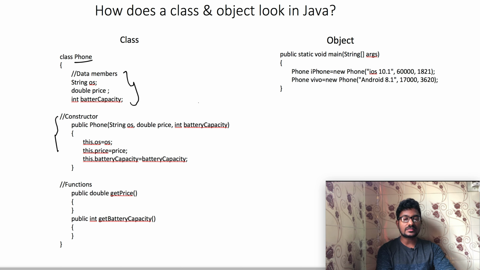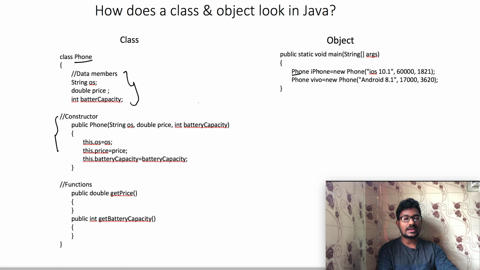Then using functions, we are trying to get the properties of the class. And this is the way by which we can create an object in Java. In a similar way, we can create objects in other object oriented programming languages like C++.